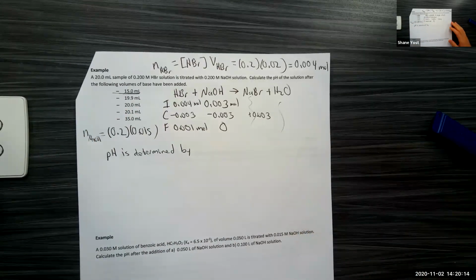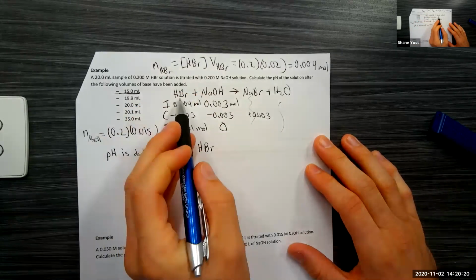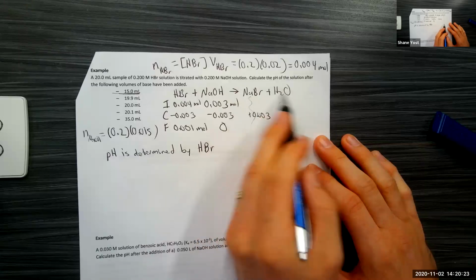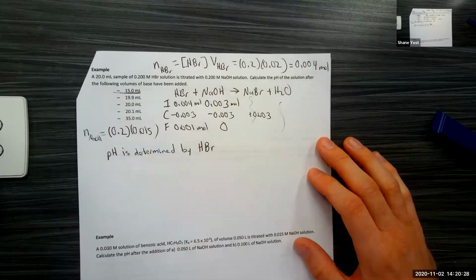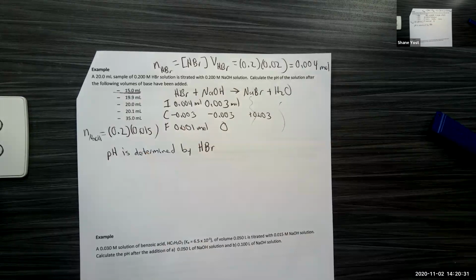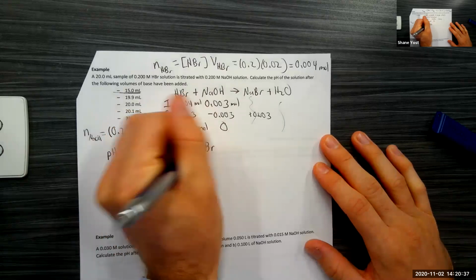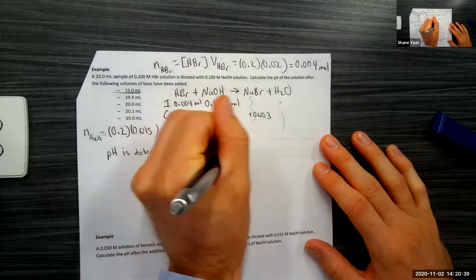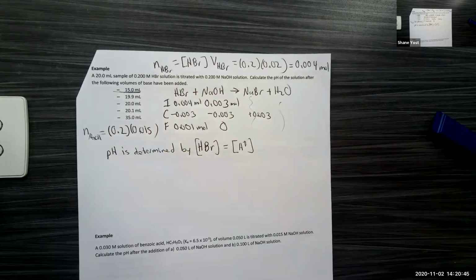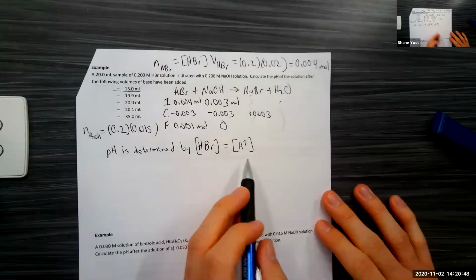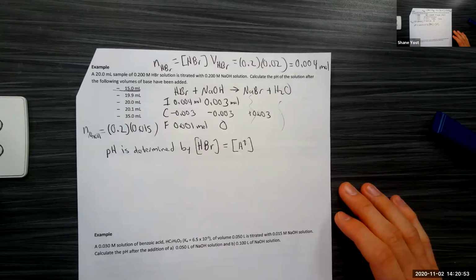Yeah, HBr. What's left in solution is HBr, NaBr, and H2O. Water's not affecting the pH, NaBr is not affecting the pH. The only thing that changes the pH is HBr, which is a strong acid. So all I need to know is the concentration of HBr, because the concentration of HBr equals the concentration of H plus, since it's a strong acid that fully dissociates. If I know the concentration of H plus, I can get my pH, because the negative log of the concentration of H plus gives me the pH.